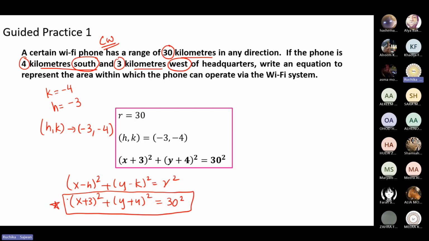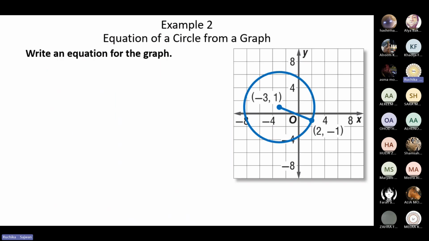The only thing you girls need to be very, very careful of is your directions, is your sign, and not to make a sign mistake. Everybody's okay with this? So easy. Let's move on. Anybody who wants to take a picture, put it in the chat for the ones who are absent so that they can do the notes. Miss, I did. Oh, wonderful. So Zara has already done it.